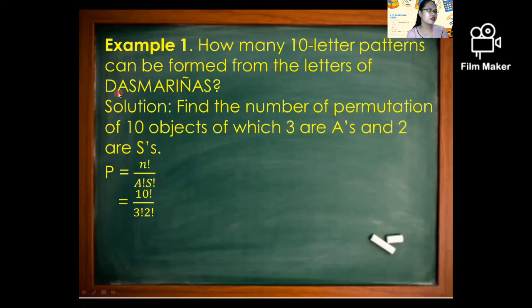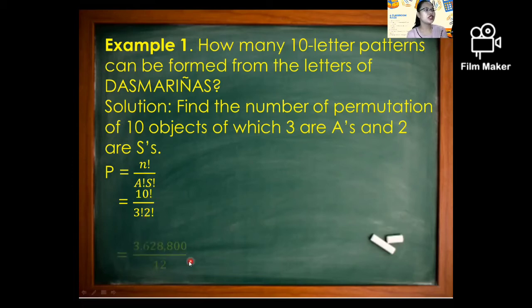Siya yung umulit. 1, 2, 3. 3 factorial. Meron din daw tayong dalawang S. Kaya, ang ginawa ko din sa kanya S factorial, kasi meron tayong dalawang S. Kaya nangyari 2 factorial. Okay? Then, simplify lang natin siya.